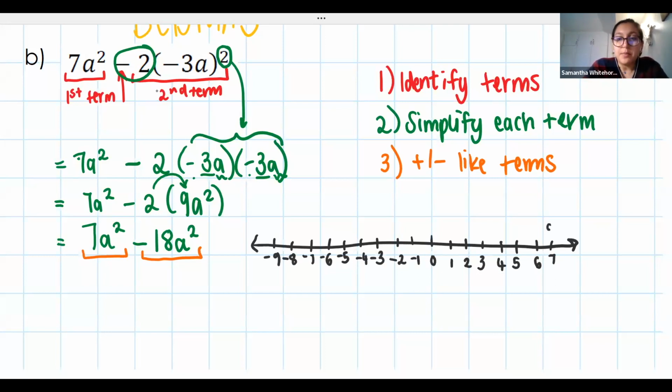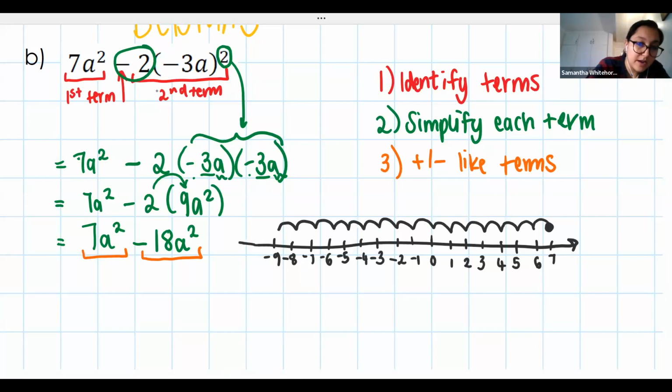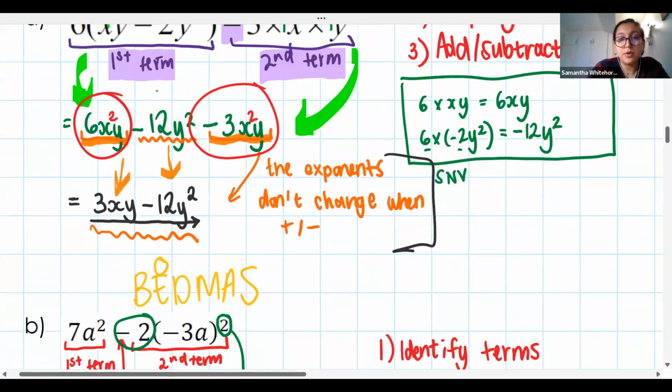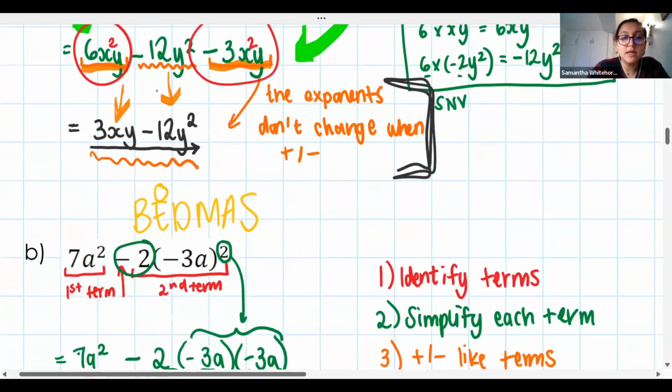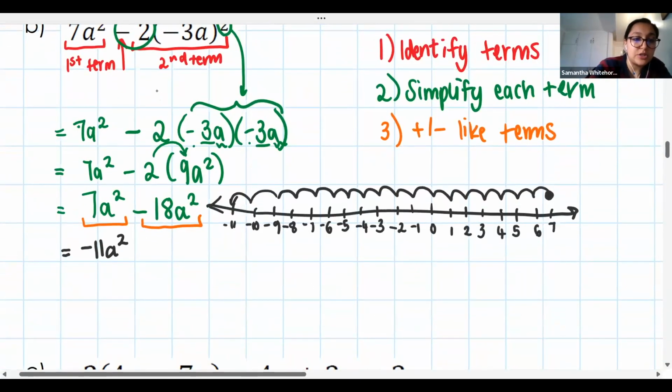So here we are at positive 7a. We want to subtract 18a squared. So 1, 2, 3, 4, 5, 6, 7, 8, 9, 10, 11, 12, 13, 14, 15, 16, 17, 18. So that takes me all the way down to negative 11. And as we said in the last example, the exponents don't change when we add or subtract. So this will stay a squared.